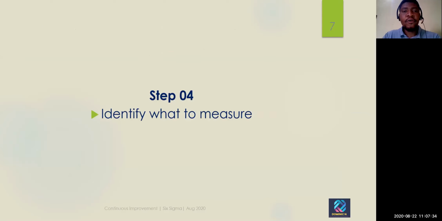Okay, so for step 4, it's identify what to measure. So when you decide to do a Six Sigma project, you need to identify what you want to measure. Well, how do you identify that? You need tools. There are some tools you need to use to identify those wastes, those challenges that you want to measure. So you need to look at your process or your system.